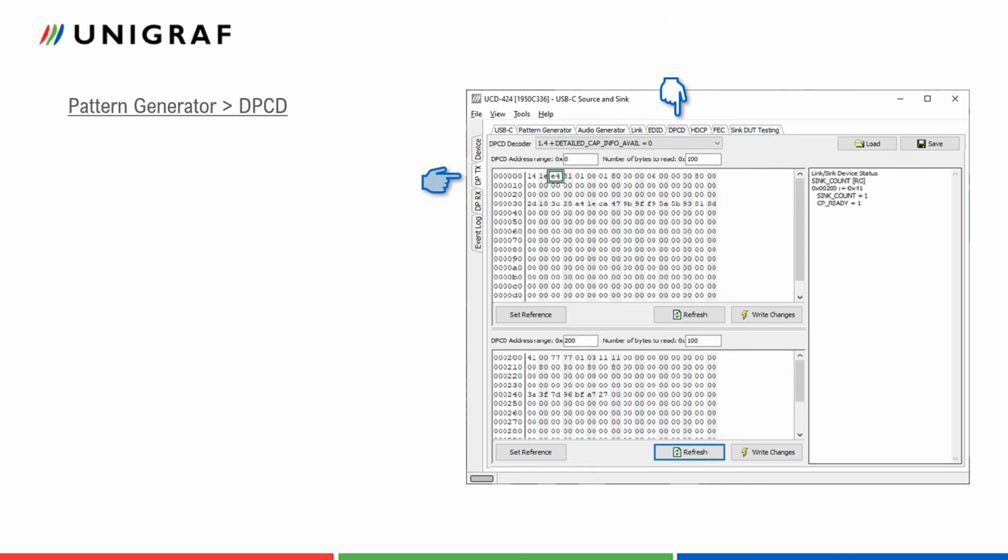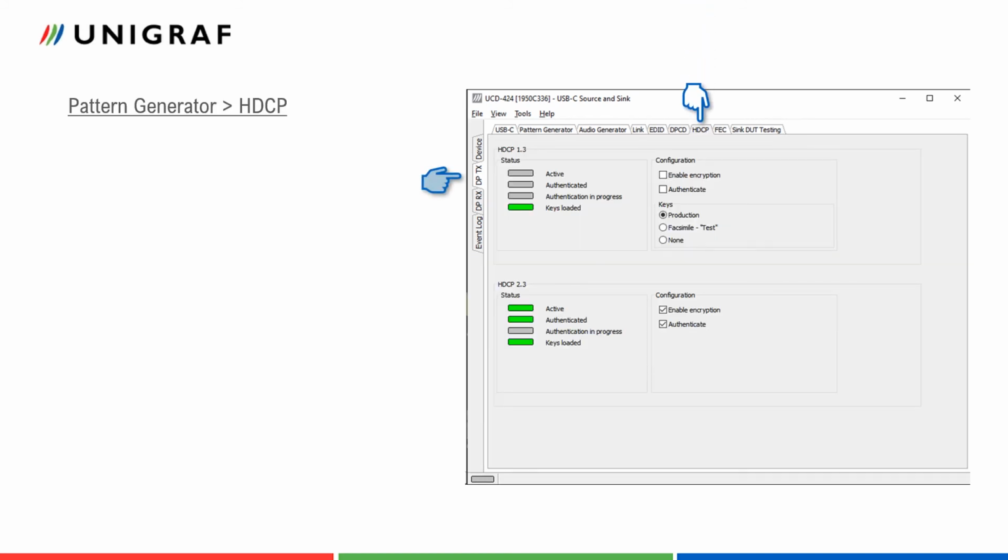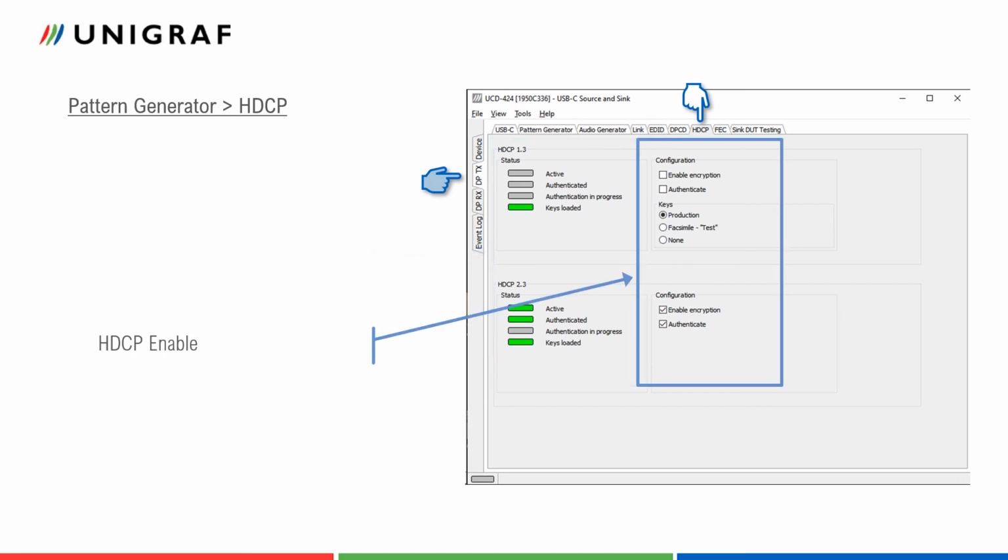EDID and DPCD tabs are in Pattern Generator role, similar to Analyzer role. Please note that the information is read from the connected sink, not the UCD-424 source itself. In HDCP tab, the state and analyzer side are the same. The difference is in the control panel. Since the transmitter is controlling HDCP function, the checkboxes for enabling HDCP are here. Transmitter can naturally enable HDCP only if receiver declares that it is HDCP capable.